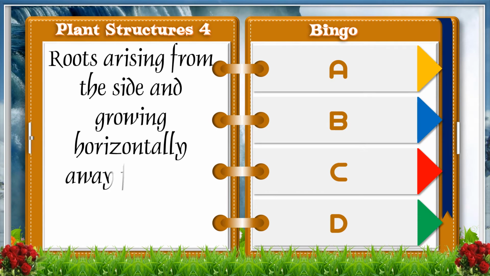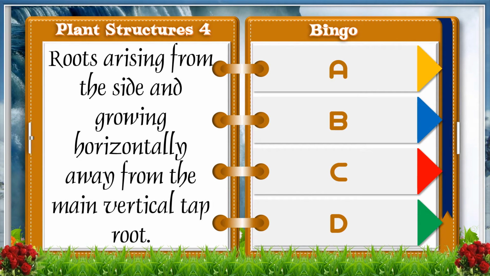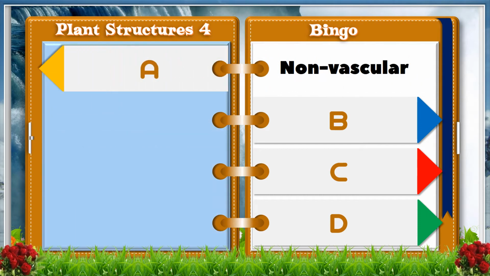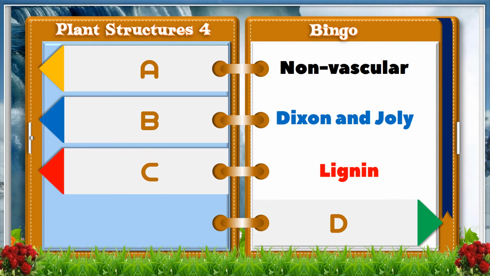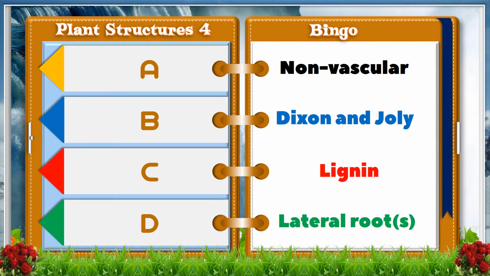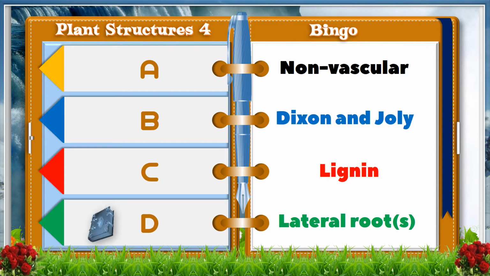Roots arising from the side and growing horizontally away from the main vertical tap root. A. Non-vascular. B. Dixon and Joly. C. Lignin. D. Lateral roots. And the answer is D. Lateral roots.